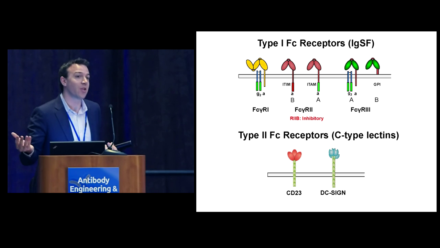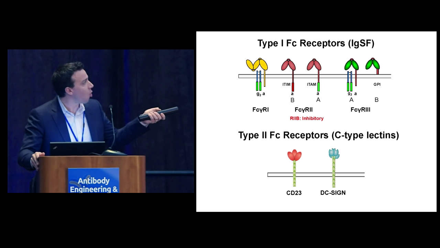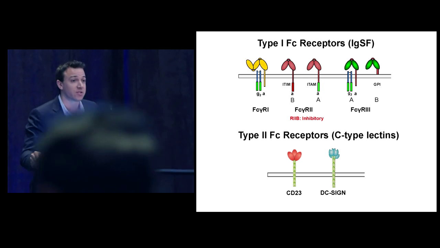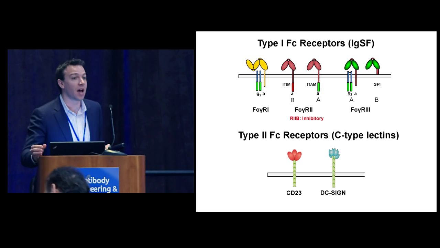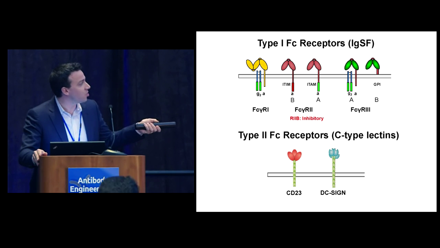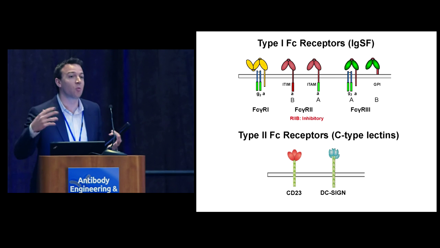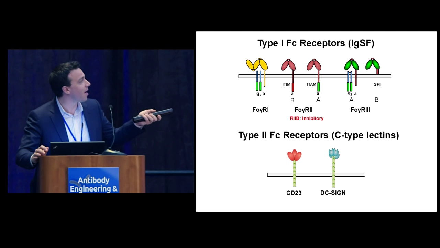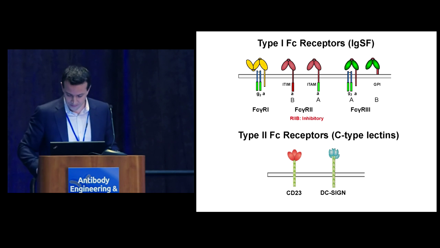So for example, an afucosylated IgG Fc adopts an open conformation which interacts preferentially with type 1 Fc receptors, precludes binding with type 2 Fc receptors. On the other hand, a sialylated Fc domain preferentially interacts with type 2 Fc receptors because it adopts a more flexible closed conformation and therefore precludes binding with the type 1 Fc receptors.